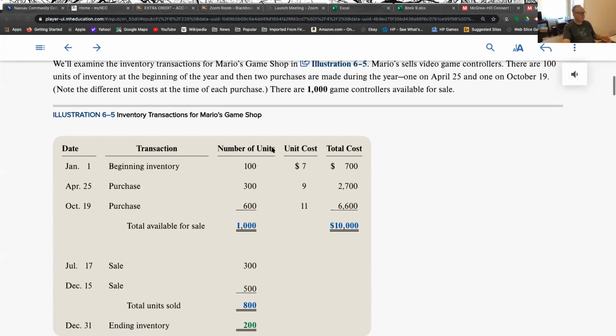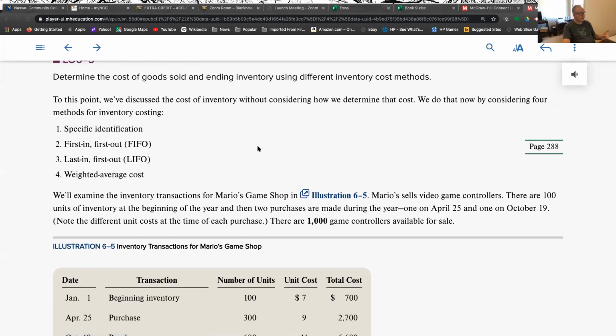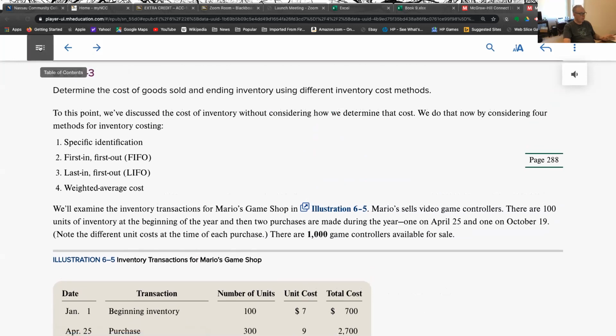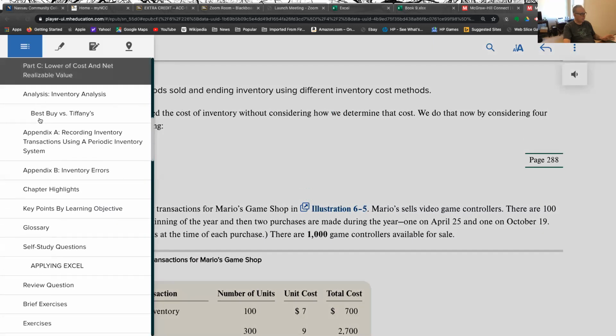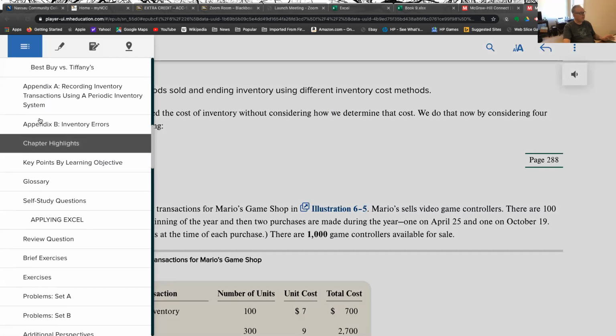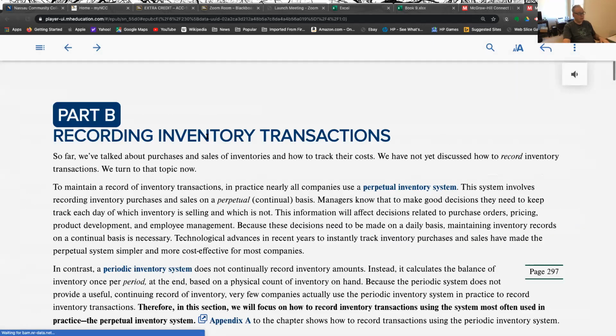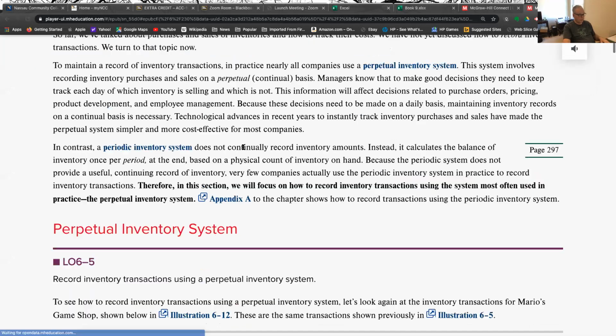Okay, well, yeah, see, this illustration here is to calculate inventory numbers, right? Which we don't want to do yet. We want to do that last. So now we want to look at recording transactions.